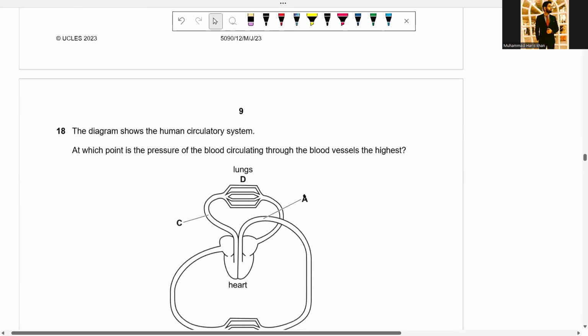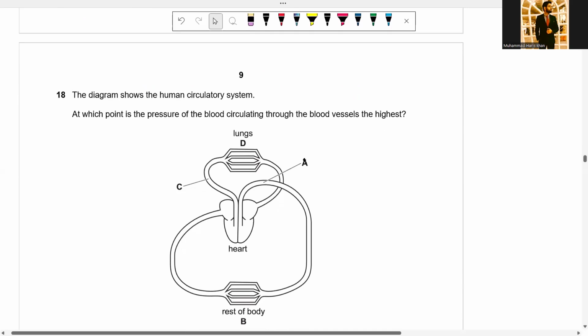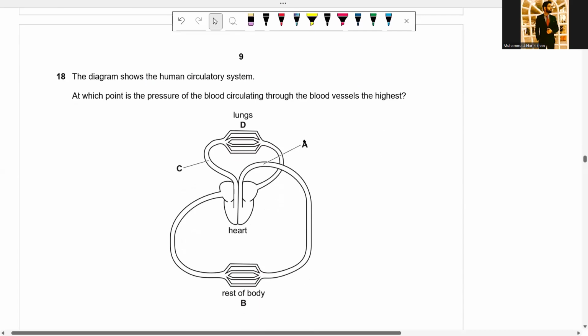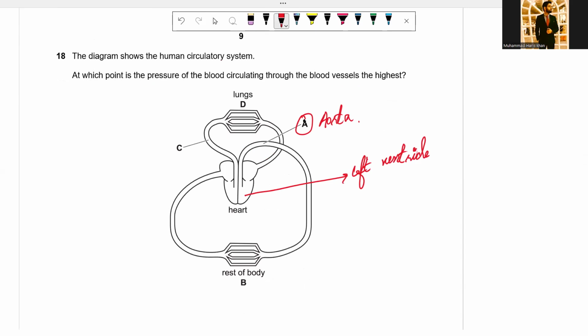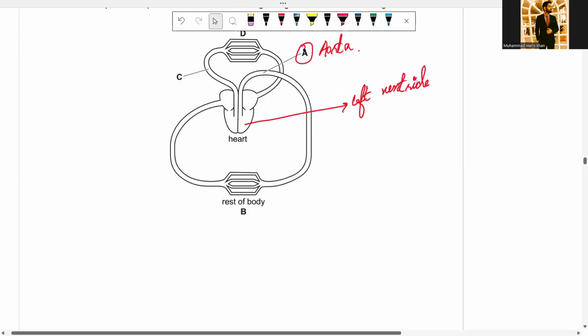Question number 18: the diagram shows the human circulatory system. At which point is the pressure of the blood circulating through the blood vessel the highest? The answer will be A, that is the aorta. The chamber will be the left ventricle, as we have studied in the last MCQ. The left ventricle pumps the blood to the whole body through the aorta, and it has the highest blood pressure.